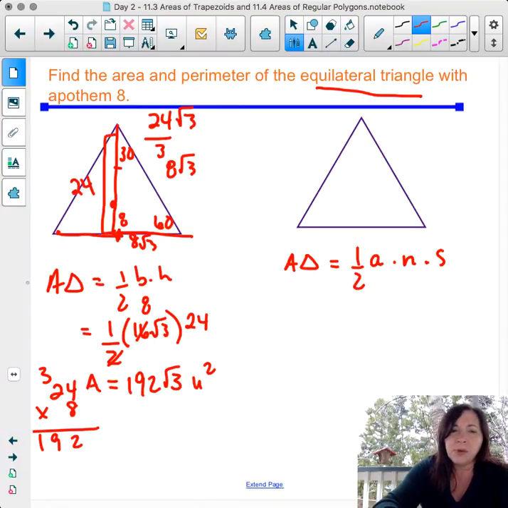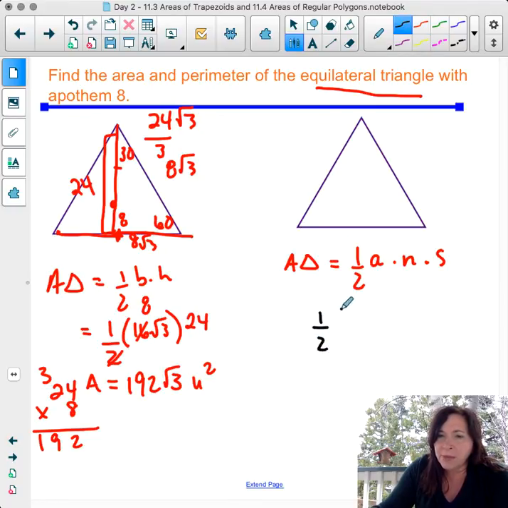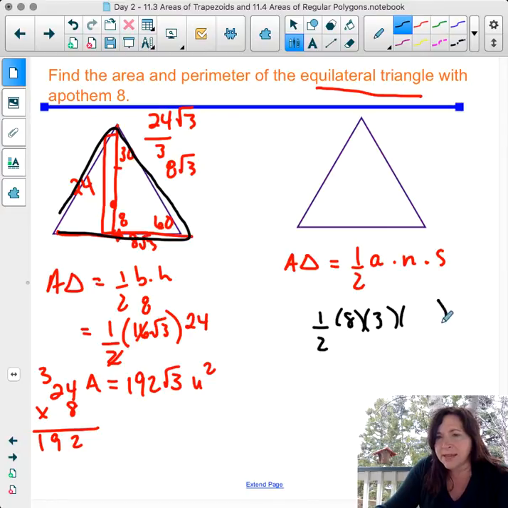Now, the other way to find the area of this triangle is to use the apothem times the number of sides times the length of one side. So in doing that, we're going to go 1/2 my apothem, which they gave me is 8, times the number of sides. I've got 3 sides, okay? And now all I need is the length of one side.